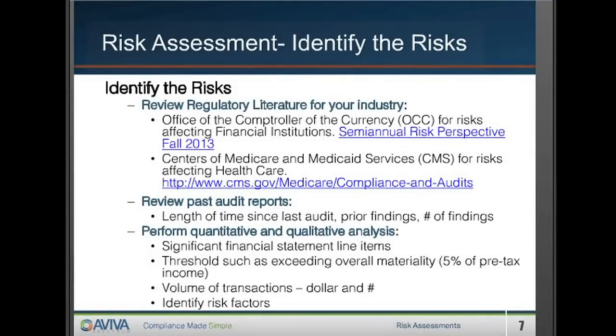Our companies work closely with SOX. So of course, one of the first things we look at is significant financial statement line items. We would look at establishing a threshold for materiality. For example, some organizations look at 5% of pre-tax income. Then we look at the volume of transactions, not only the number of transactions, but also the dollar amounts. And in doing all this work, it helps us to identify the risk factors.